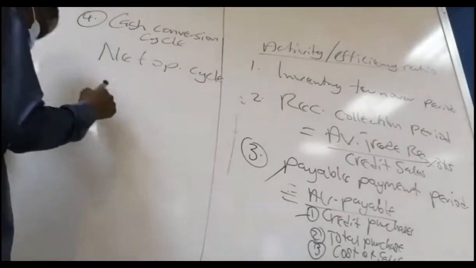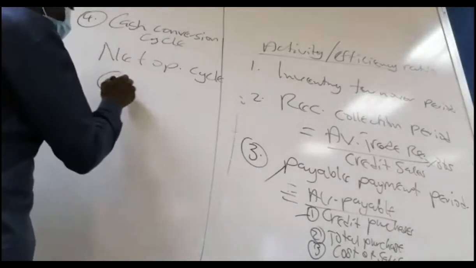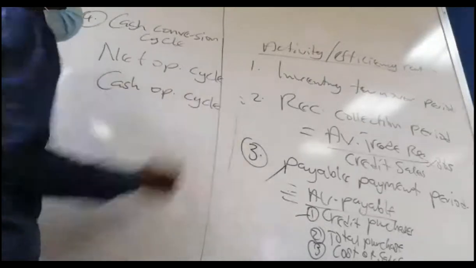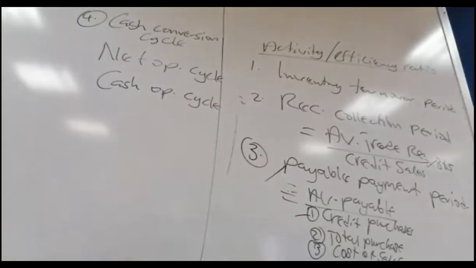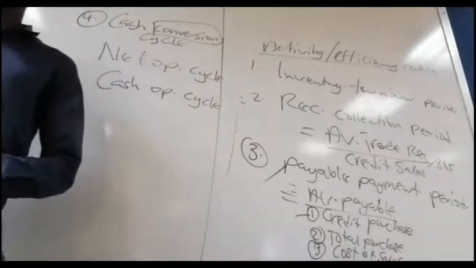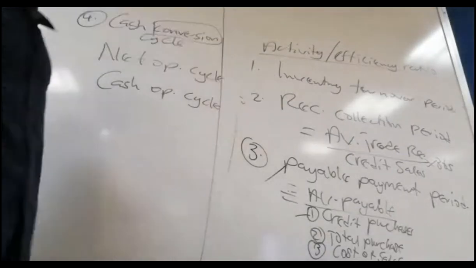Then another one, we also call it cash operating cycle or net working capital cycle. So any ratio that has cycle, here it explains how long it takes the organization to convert investment in inventory into cash through sale.